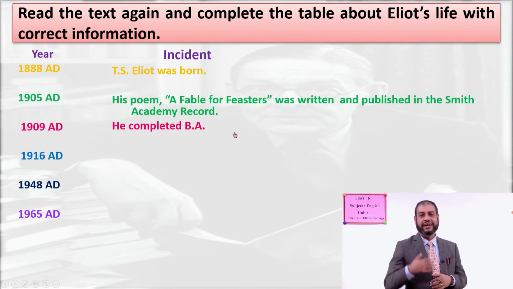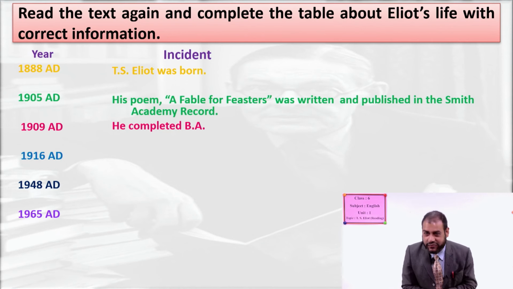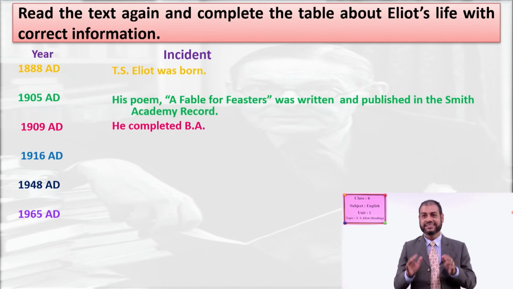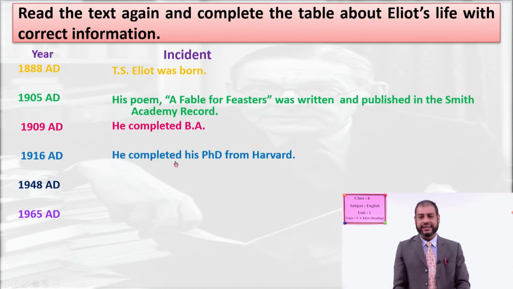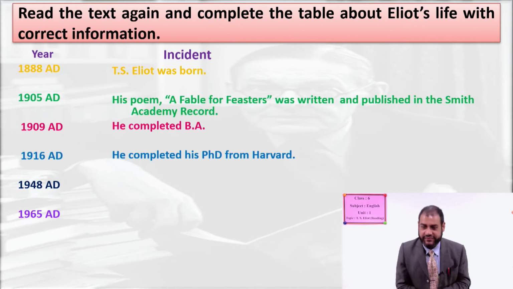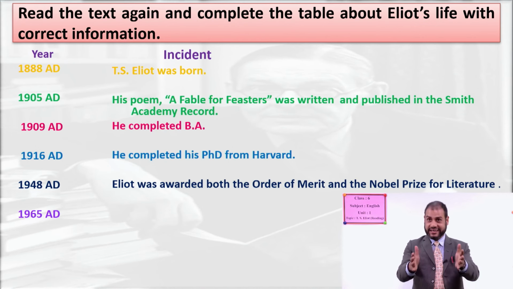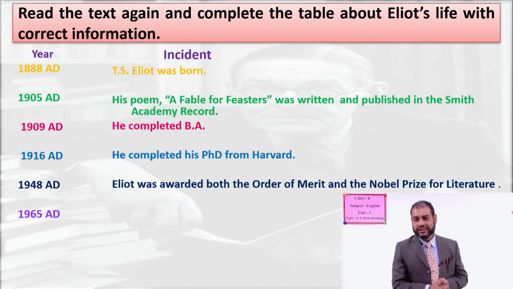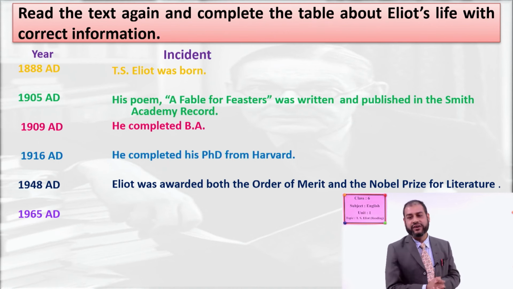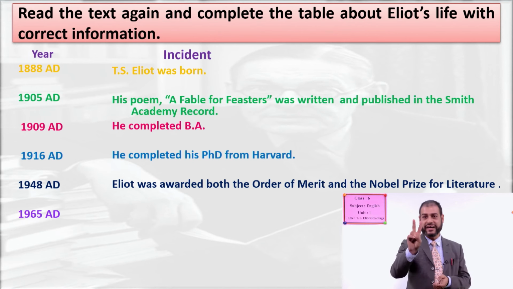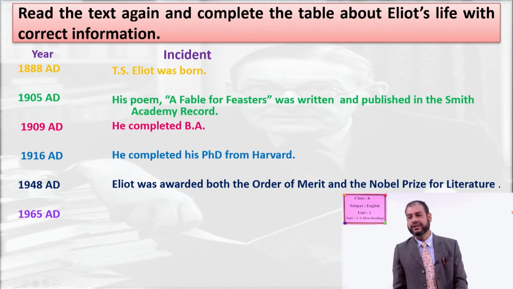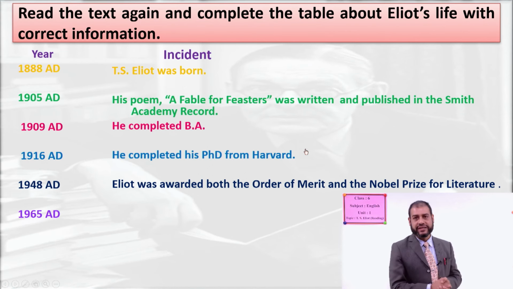Very good job. And in 1916 AD, what did he write? Please tell me loudly. All right. Again, you are correct. He completed his PhD from Harvard. Now, 1948, what happened in his life? See? Yes. Eliot was awarded both the Order of Merit and the Nobel Prize for Literature. He received two prizes, the Order of Merit and the Nobel Prize for Literature, for his contribution to literature.